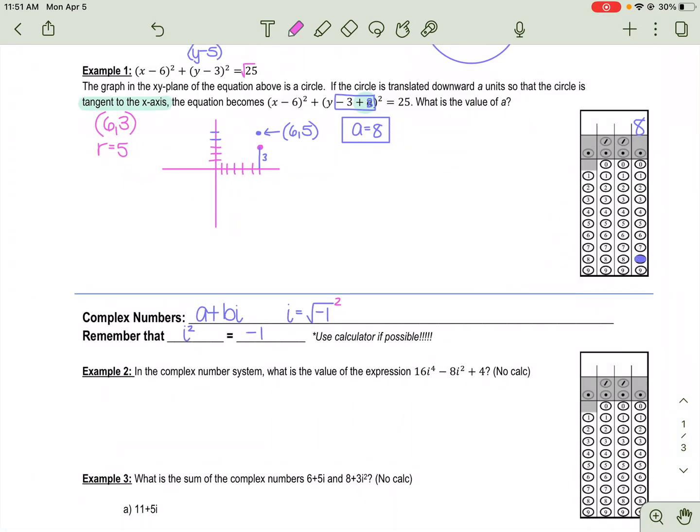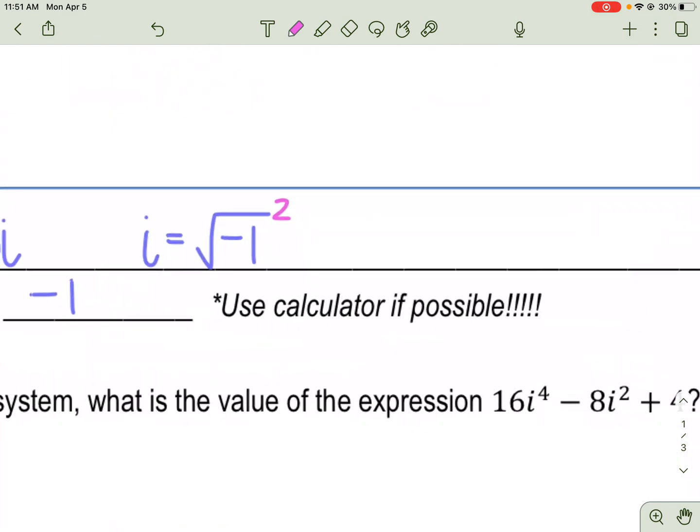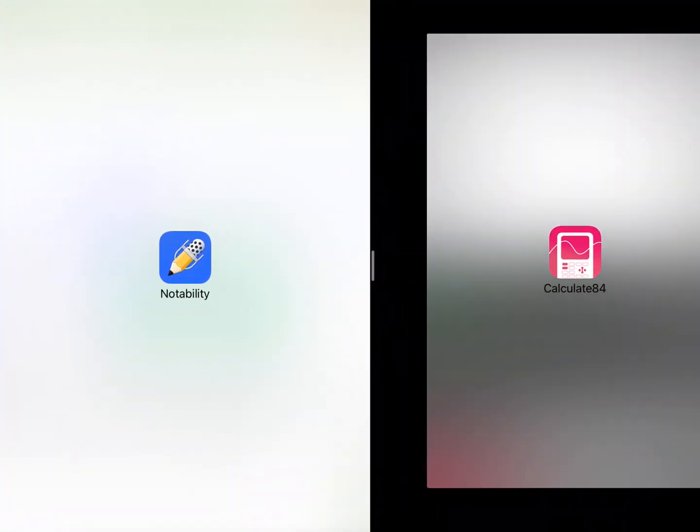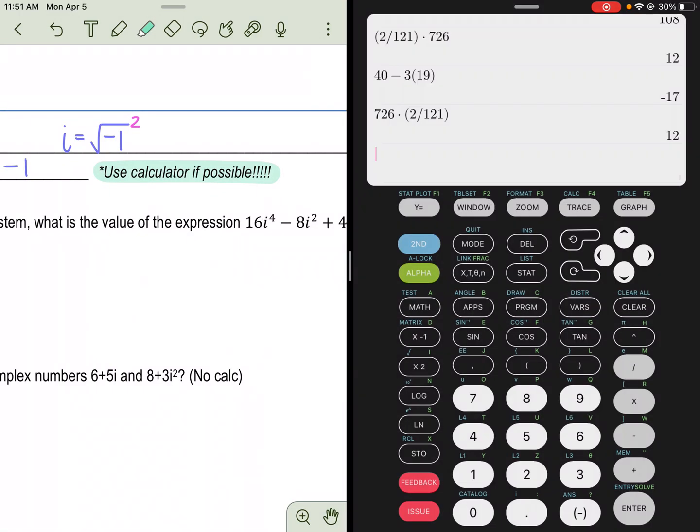Okay, so for the first example, all we're going to do is simplify this expression. Oh, actually, before I go too far here, it does say use your calculator if possible. Okay, if I show you my calculator here, I have the Calculate 84 app on my iPad.